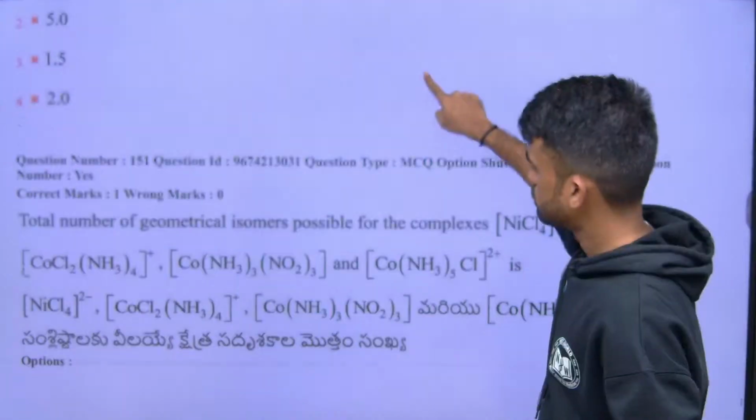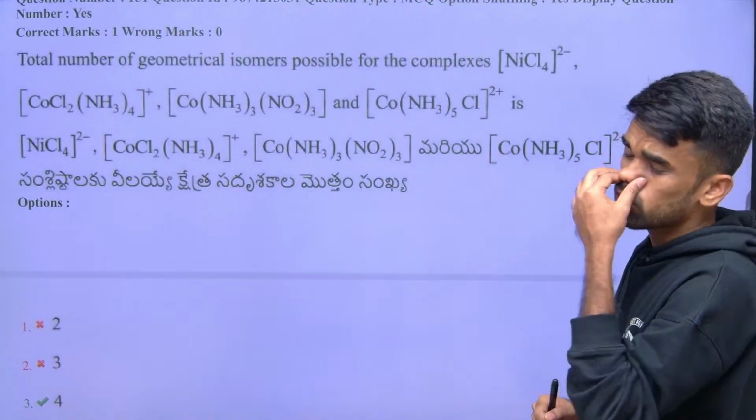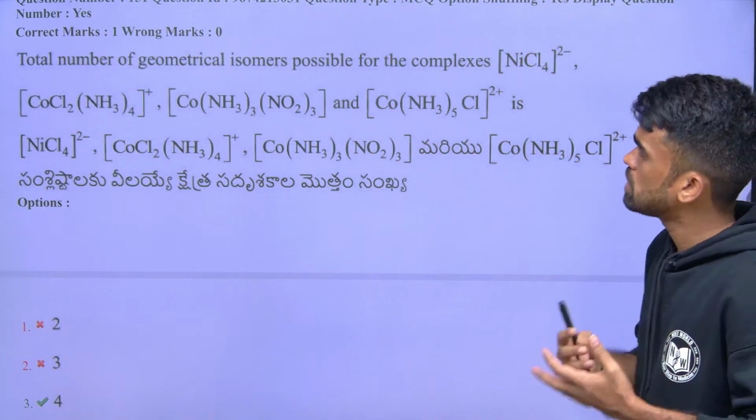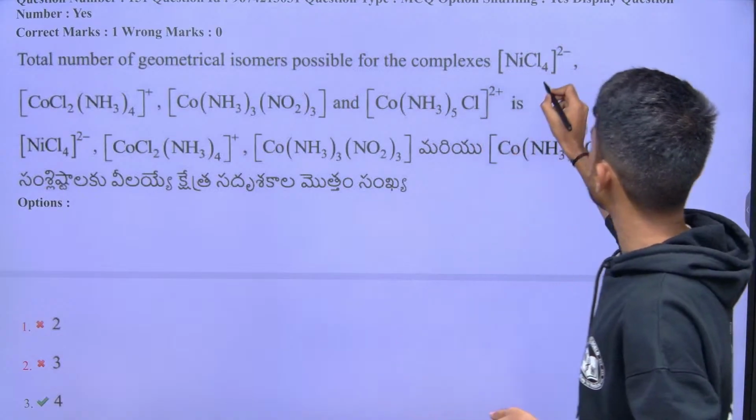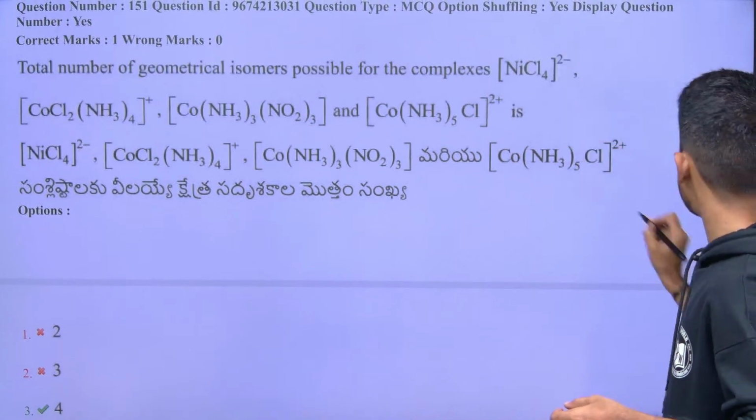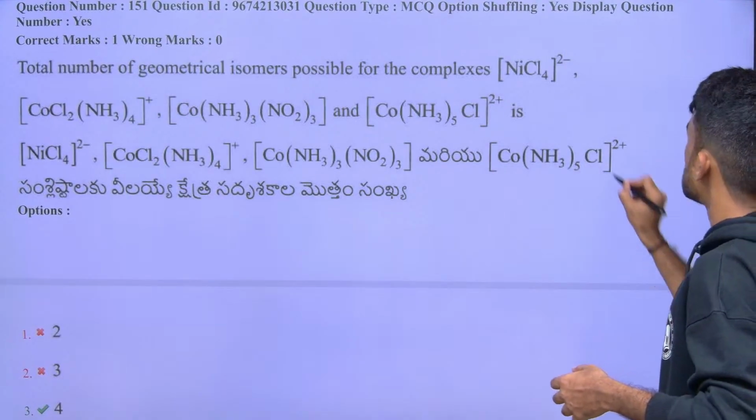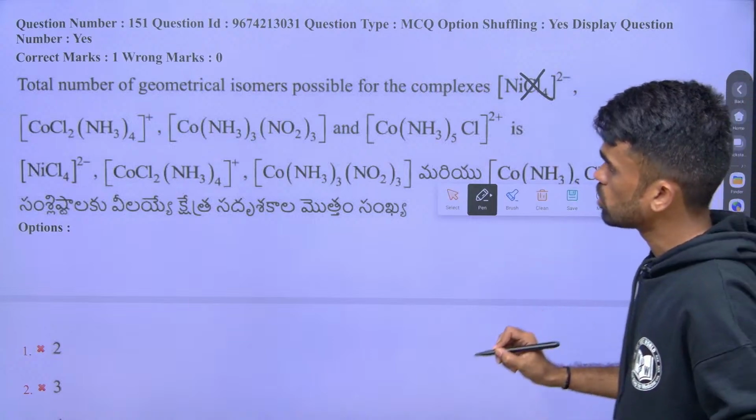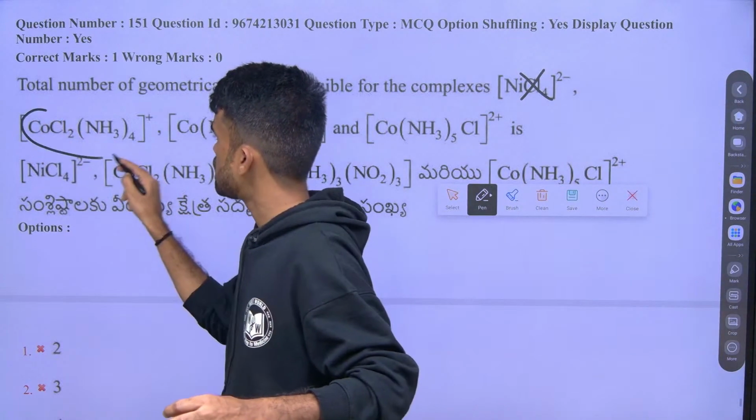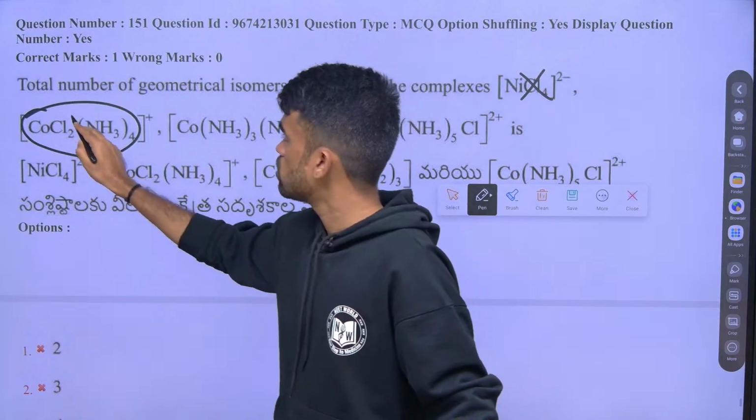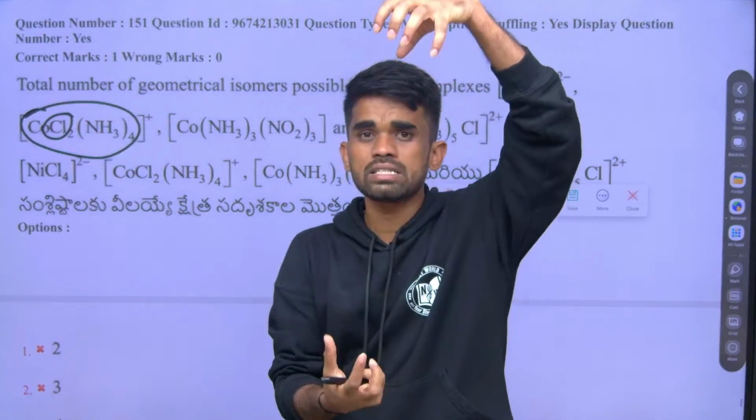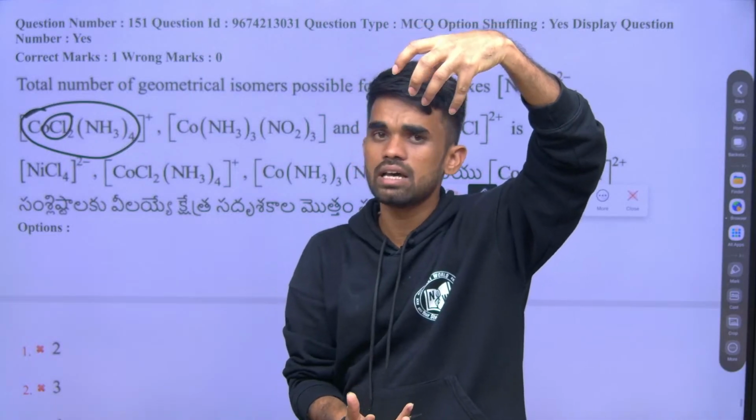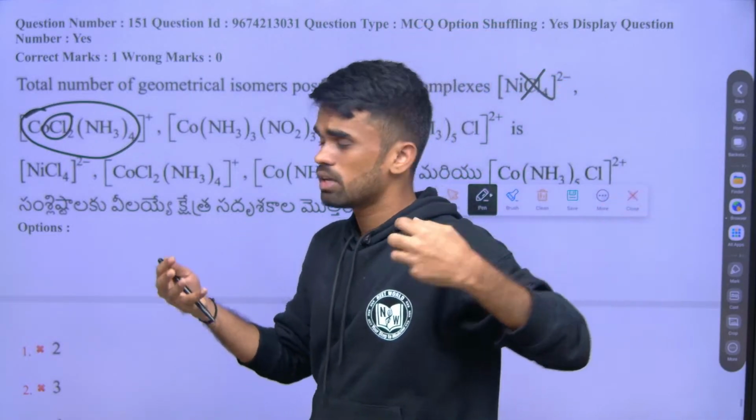Let us move further. The total number of geometrical isomers possible for the complex. These are the complexes given which will show geometrical isomerism. This one has tetrahedral geometry, and in tetrahedral geometry geometrical isomerism won't exist, so remove that. Now this is octahedral geometry, and here it can exist. These two chlorine atoms I can place opposite to each other at 180 degrees, so that it becomes trans, and I can keep them at 90 degrees to each other, so it gives cis.